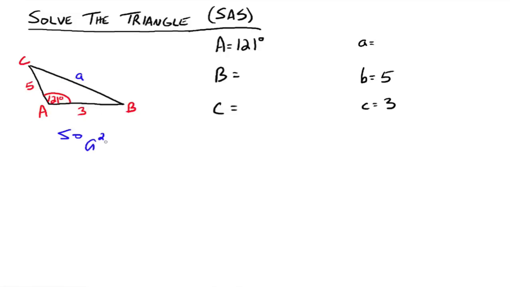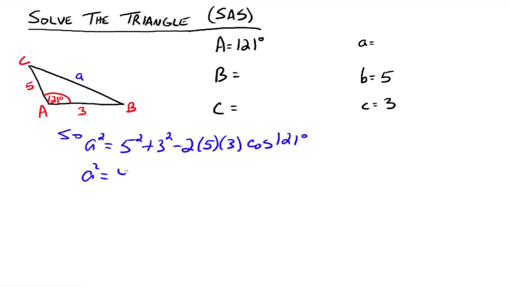So a squared equals the sum of the squares of the other two sides, so 5 squared plus 3 squared minus 2 times 5 times 3 times the cosine of your angle A, which in this case is 121 degrees. All this mess on the right hand side you just do with the calculator, and that gets you down to a squared equals 49.5411 when we approximate, and so a is about equal to 7.03. Once we know that, now we can go figure out angle B or angle C.